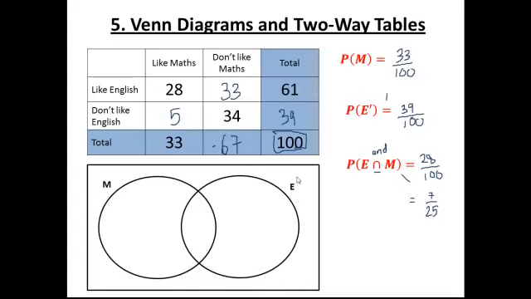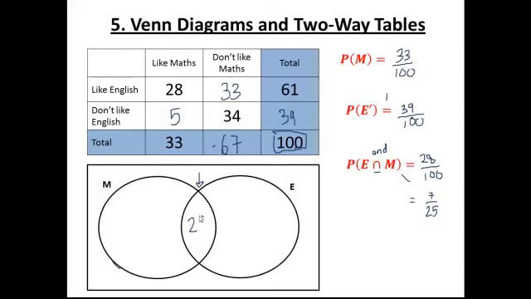So M for maths, E for English. I'm really just concerned with how many people like maths, and I want the total of this circle to be how many people like maths, and the total of this circle is how many people like English. Now in the middle, that intersecting bit there, is the number of people who like both English and maths. So when we fill in a Venn diagram, we always start with the middle or the intersection of the two circles. So how many people like English and maths?